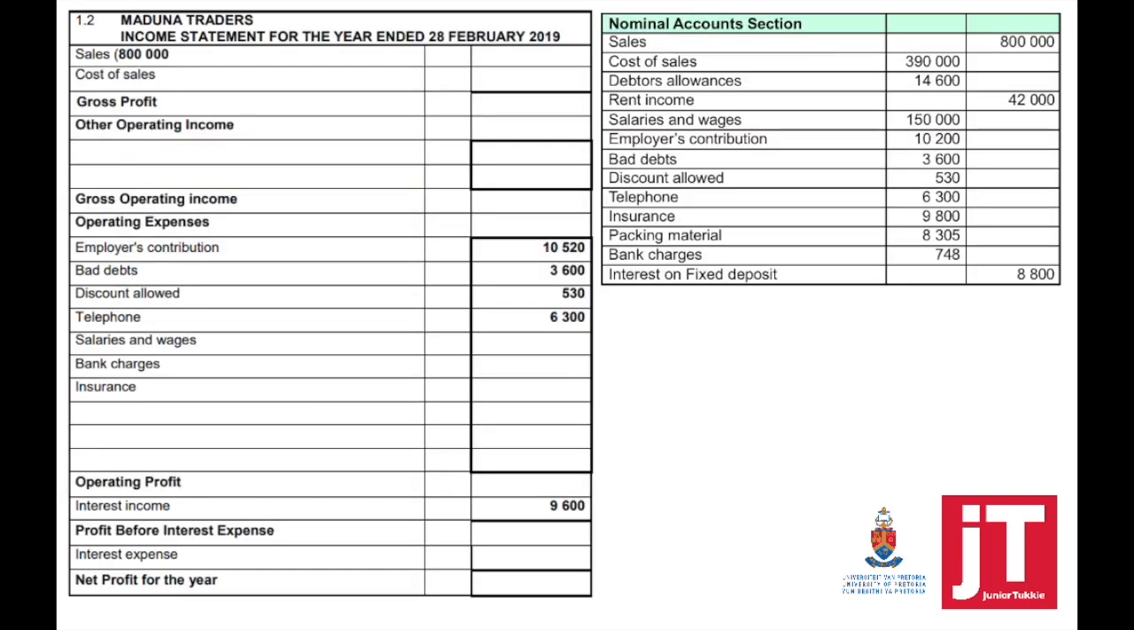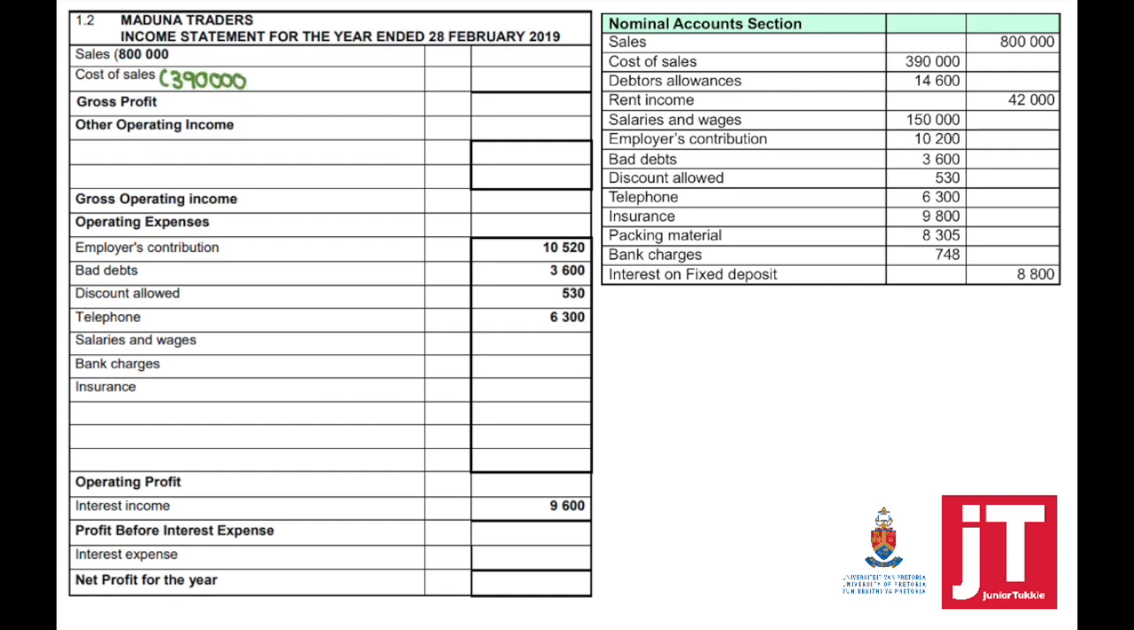As mentioned earlier, when we approach this question now, we start from the nominal account section. This is what you should know by now. Everything from the nominal account section will appear in your Statement of Comprehensive Income. That's another word for income statement. Now take note on your answer booklet that there are already figures that were given to you. Do not change the figures on an answer booklet. Keep it as it is.